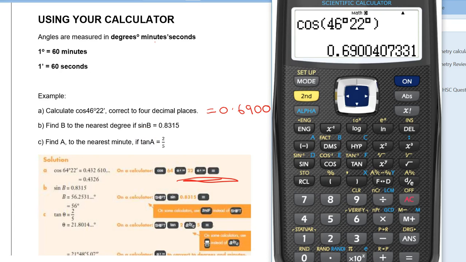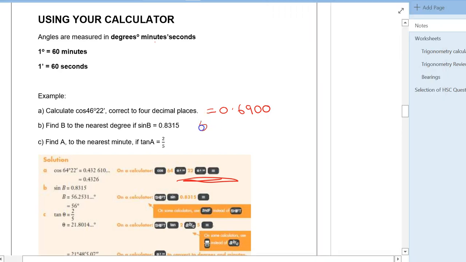Now, if I want to find b, whenever I'm finding an angle, I've got to do the second function, and that's what I've done over here. Second function, sine, 0.8315. It gives me 56 degrees 20.25. If I press DMS, it will give it to me as 56 degrees, 15 minutes and 11.28 seconds. So the answer is, and it's down here, 56 degrees.